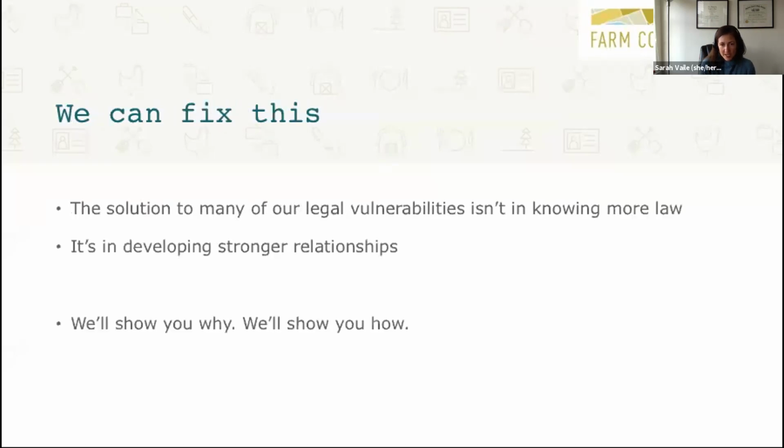But we can fix this. And the solution to many of our legal vulnerabilities, like the leasing issue, isn't necessarily in knowing more law. It's actually in developing stronger relationships. So here tonight, in the brief time we have together, I'll try and show you why and how.